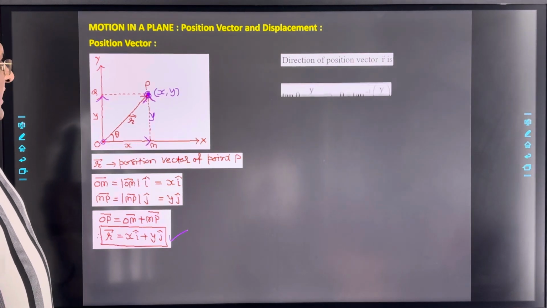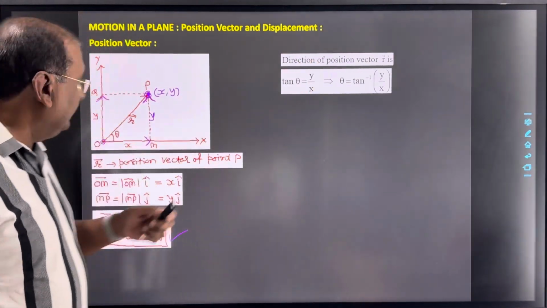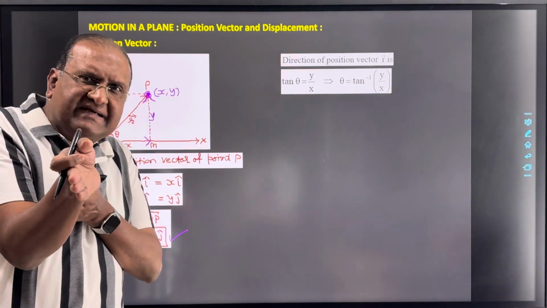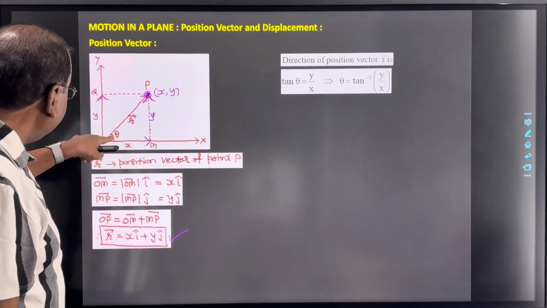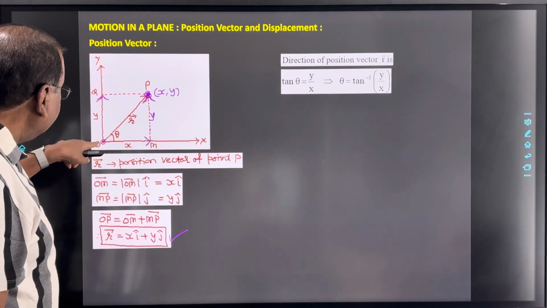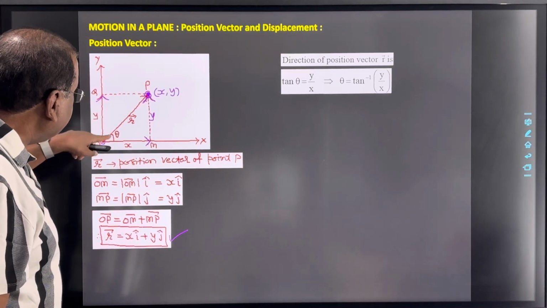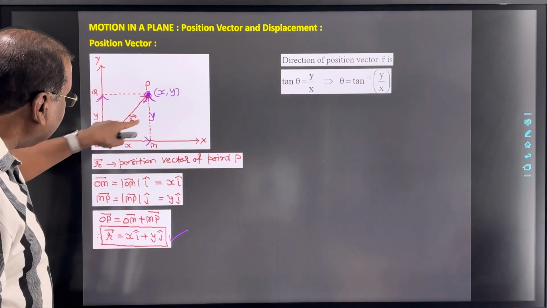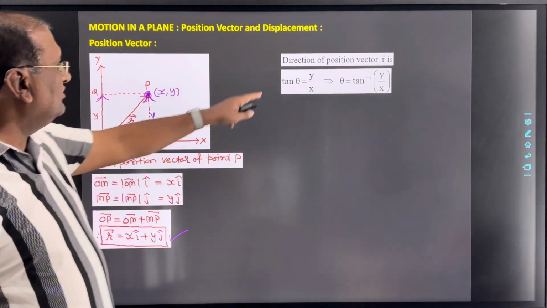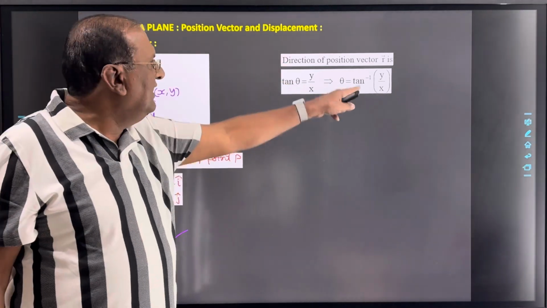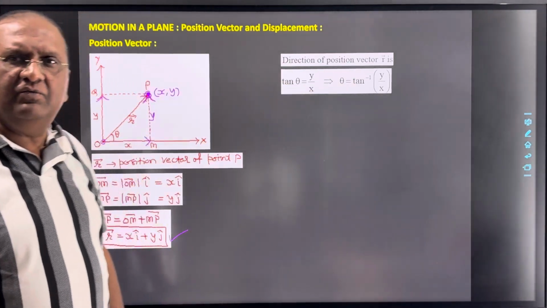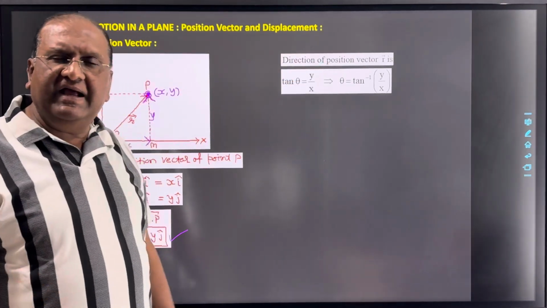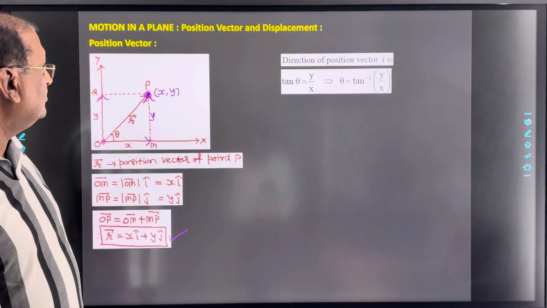Now, direction of the position vector. So, direction we always represent with respect to the x-axis. So, suppose here, with respect to the x-axis, the angle made by position vector r is theta. So, if we take tan theta, that is opposite upon adjacent. So, tan theta is y by x. So, we can write theta equals tan inverse y by x. So, in this way, we can find the direction of the position vector also.